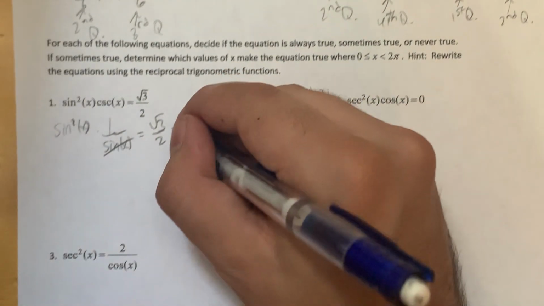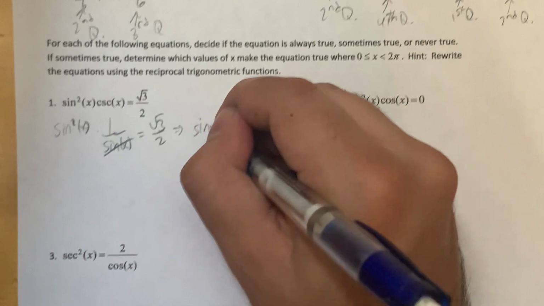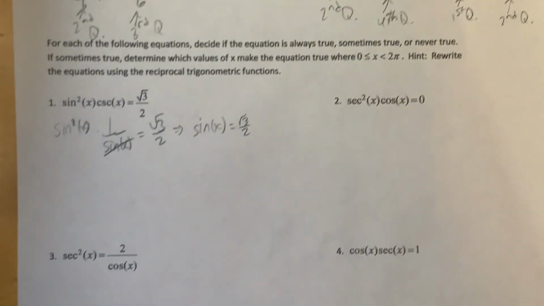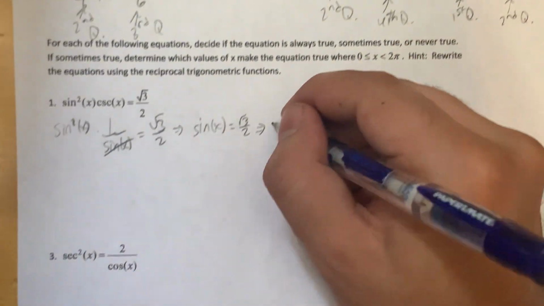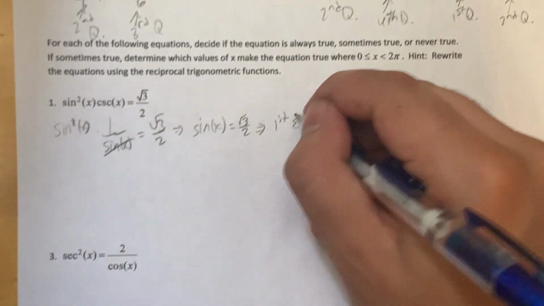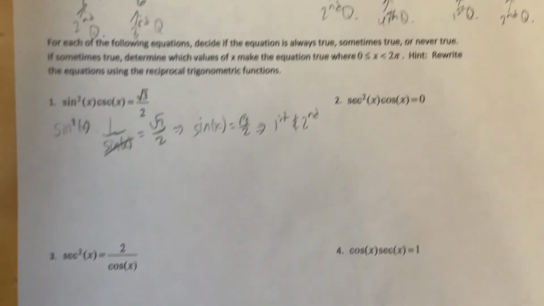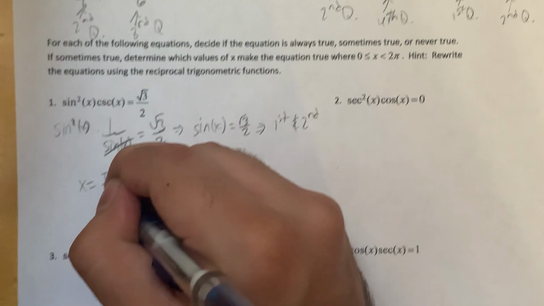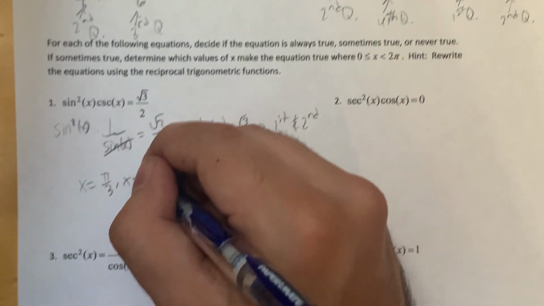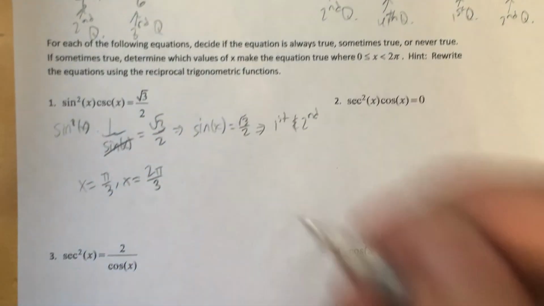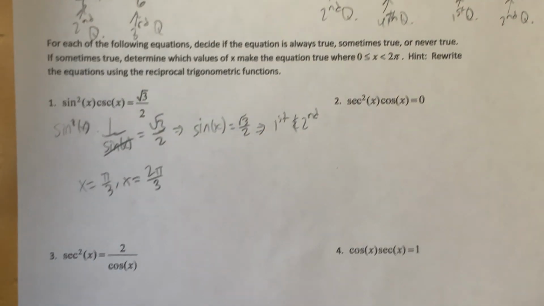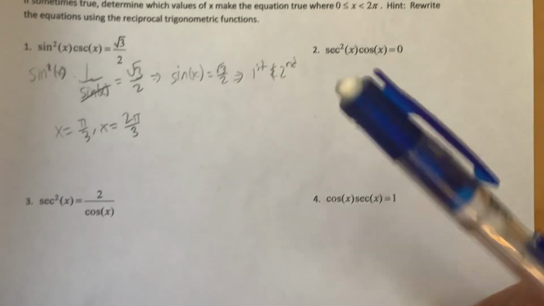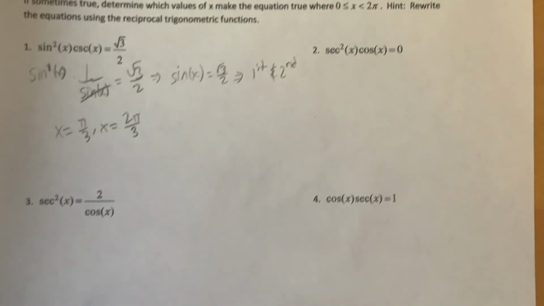And I'll get sine of x equals root 3 over 2. And now I can answer it. Which quadrants are they in? First and second. So x equals pi over 3, and x equals 2 pi over 3. There we go. Good to go. You've got to figure out how to break it down, and when these get more elaborate, they get more fun.